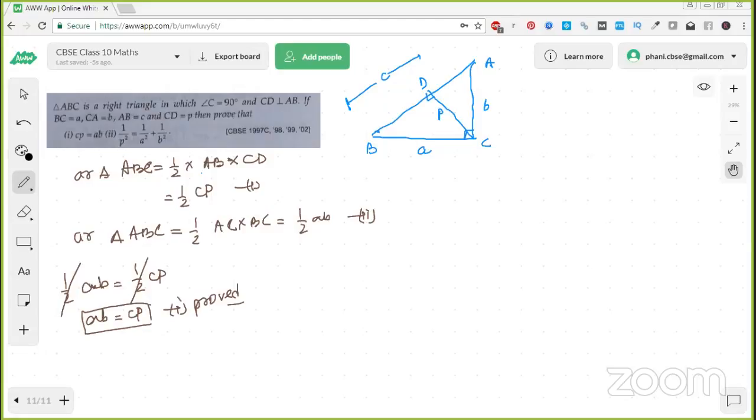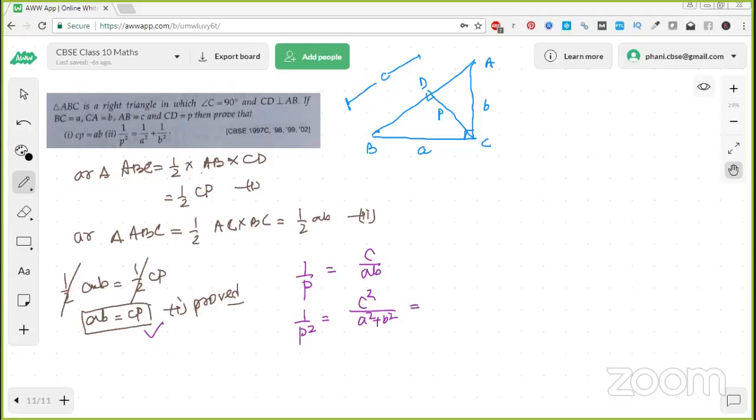proved. Now for the second part of the question, I have to use the first part of the question to get the second part. So from the first part of the question, I can get the value of P. So from the first proof, I can write 1 by P equals C by AB. So 1 by P square equals C square by A square plus B square.